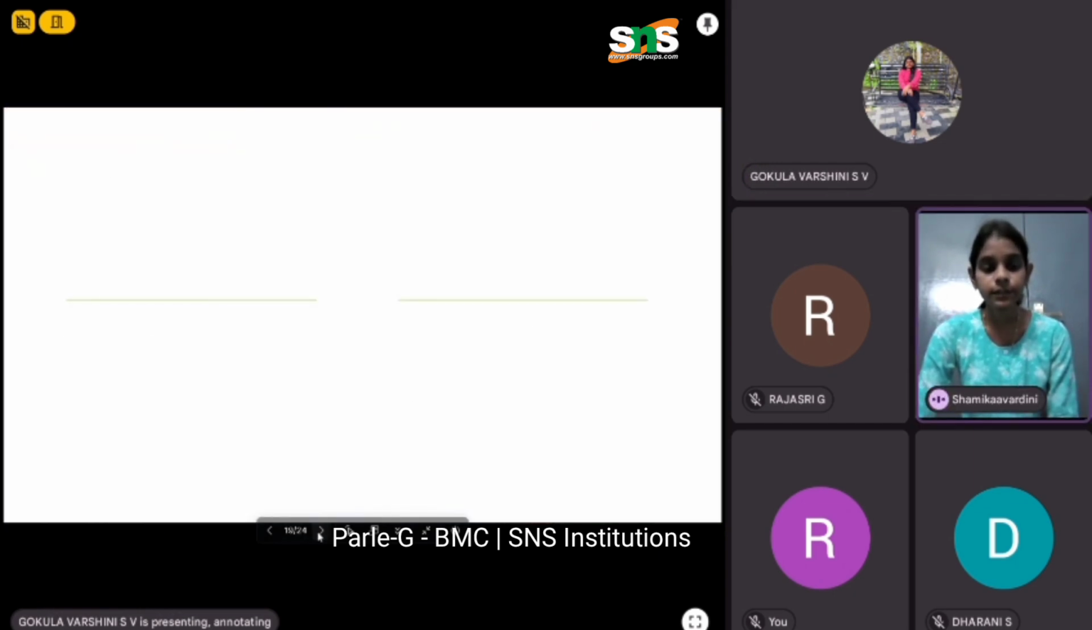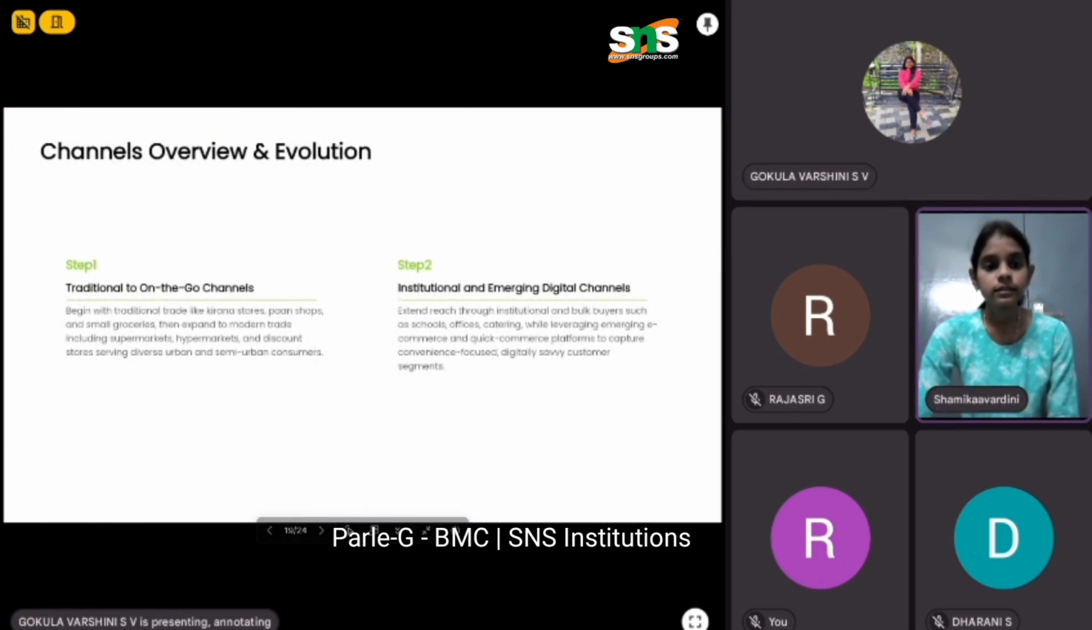So customer relationships. Channels overview and evolution. This slide explains how products reach customers. First, traditional channels: it starts with stores, small shops and local markets, expands to supermarkets and hypermarkets, and targets both urban and semi-urban areas. Modern and digital channels supply to schools, offices and bulk buyers, and use online platforms and e-commerce. So the company uses both traditional and modern channels to reach more customers effectively.